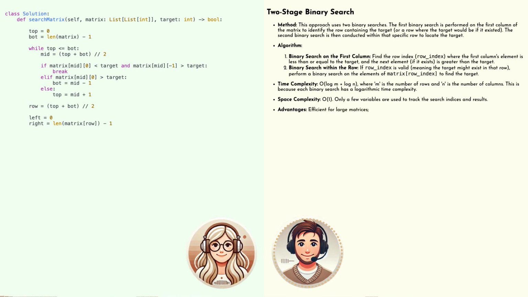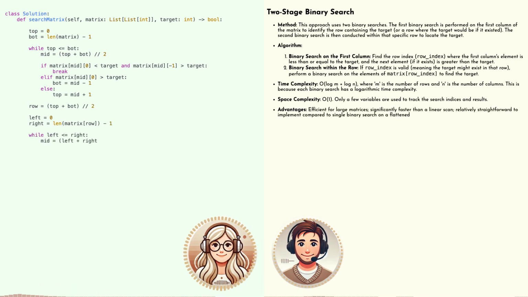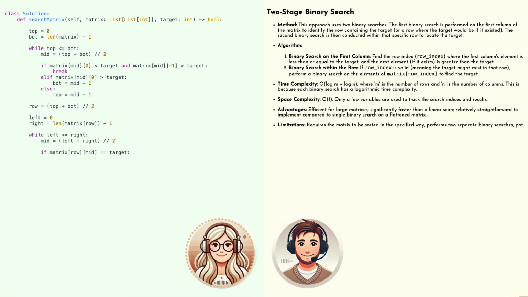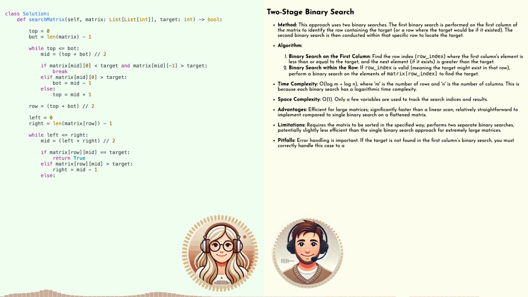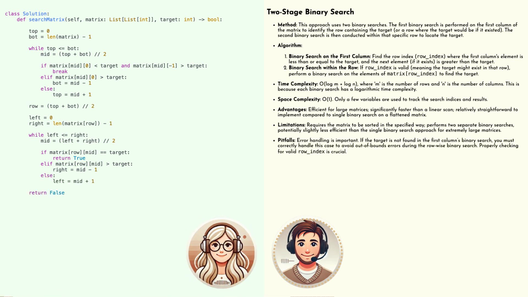What's the first one on our list? The first one we'll call the two-stage binary search. Two-stage. Sounds intriguing. What's the strategy here? So with a two-stage binary search, we're essentially using binary search twice to narrow down our search space. So like a double whammy of efficiency.